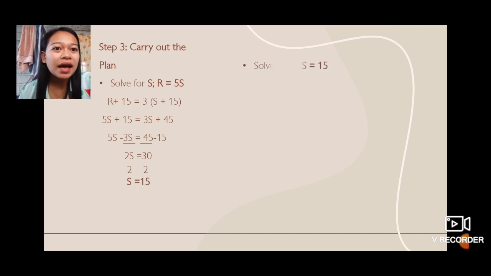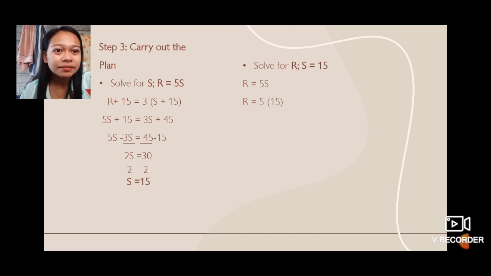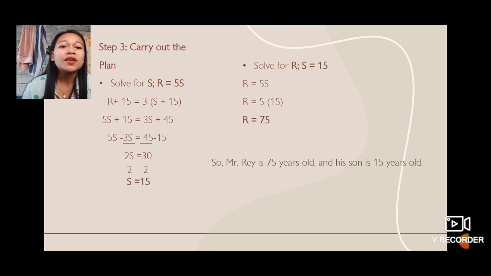The next naman na hahanapin natin is to solve for R, or the age of Mr. Ray. Then, we know that the value of S is equal to 15. And our equation is R is equal to 5S. Then we will substitute the value of S, which is 15. So that is why R is equal to 5 times 15. And the value of R is equal to 75. So Mr. Ray is 75 years old and his son is 15 years old.